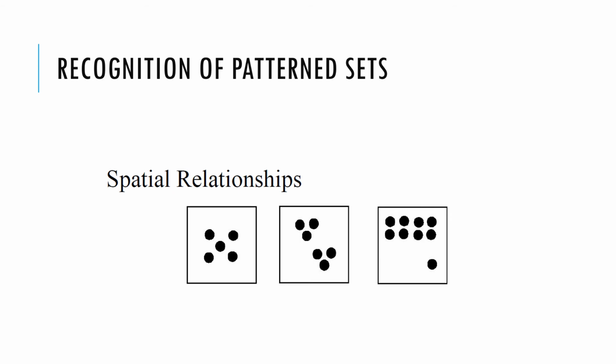So here are some examples of the recognition of the pattern sets. So we have spatial relationships. When we see dots arranged like the one on the left, our brain usually sees 5. And that's what we want children to see. We want them to see a certain type of spatial relationship between numbers. Now we can move those around. It doesn't matter that they're moved around. The value stays the same, but we do want them to recognize the common ones.